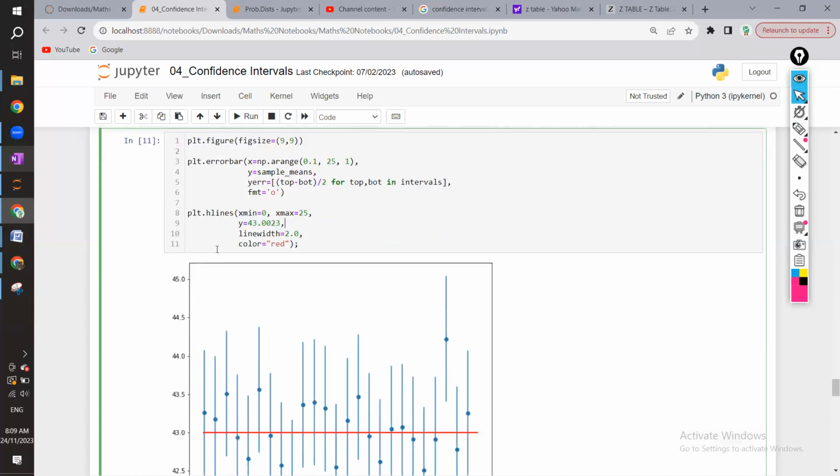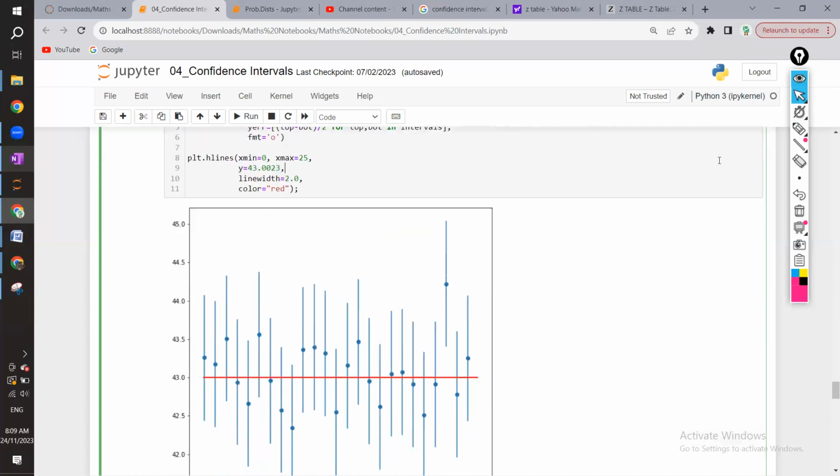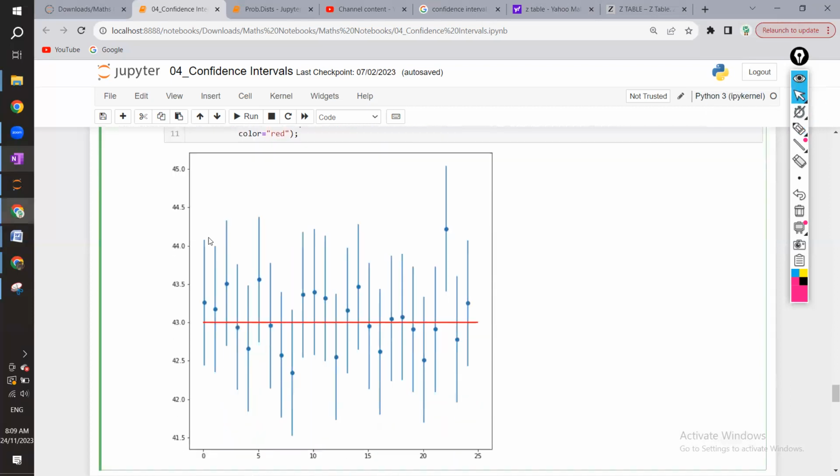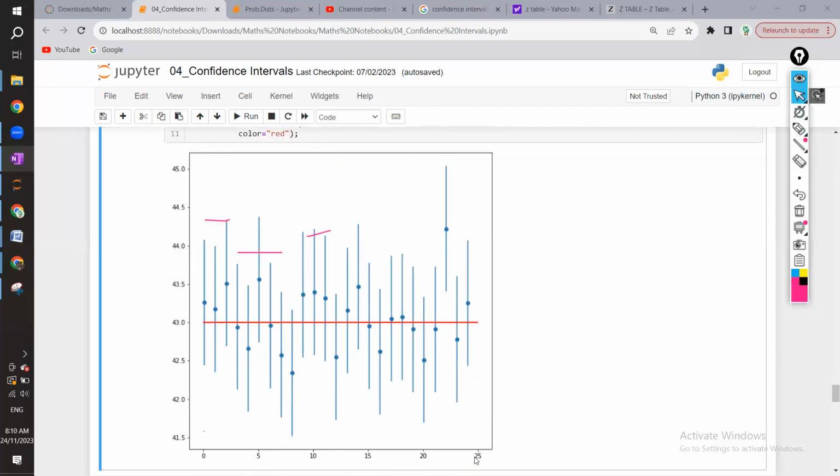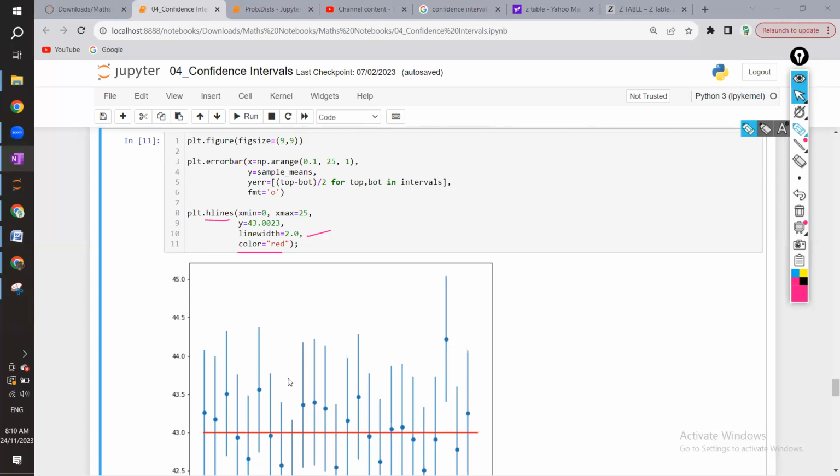Initially, for this plot you will have only the lines. After that, I'm plotting a horizontal line with red color, with some width. It goes from x equals 0 to 25, but y will be at 43.0023, because this is my population mean, the actual mu. Who is the hero in our case? This guy standing over here.